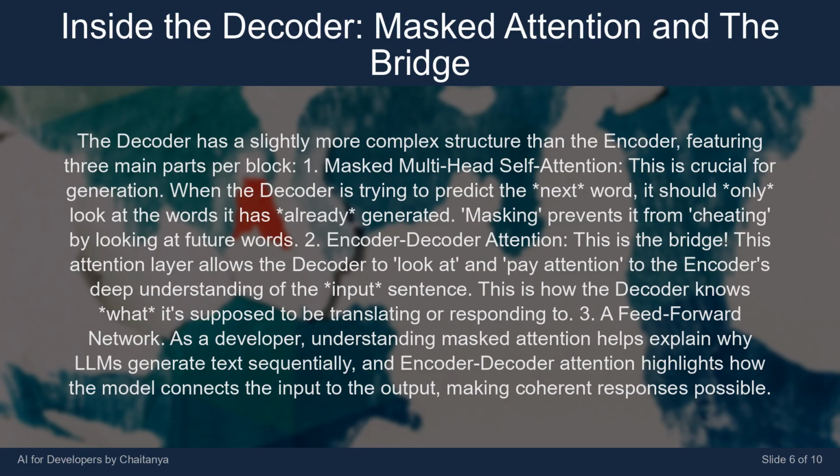3. A feed-forward network. As a developer, understanding masked attention helps explain why LLMs generate text sequentially. And encoder-decoder attention highlights how the model connects the input to the output, making coherent responses possible.